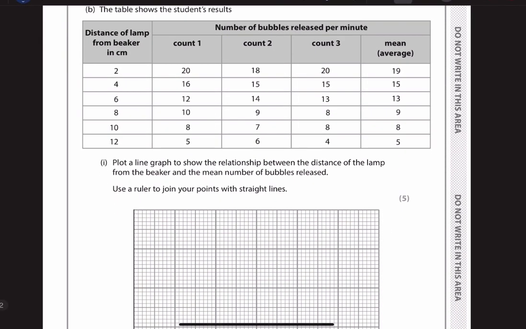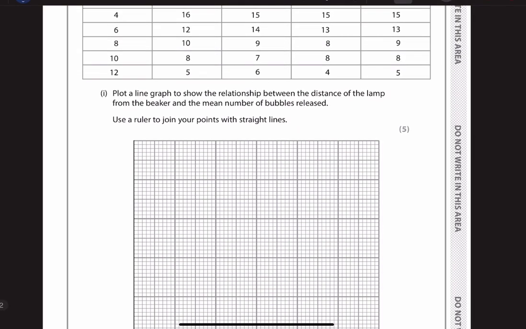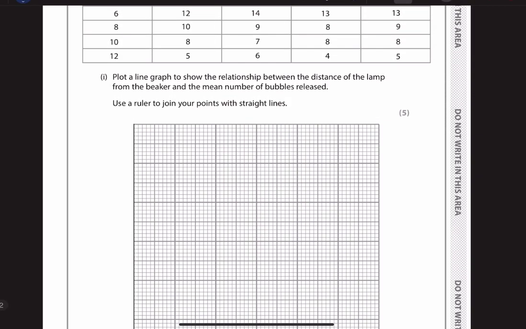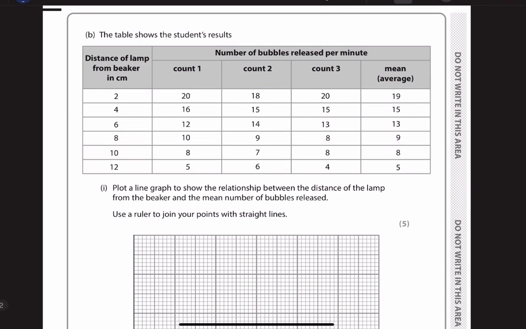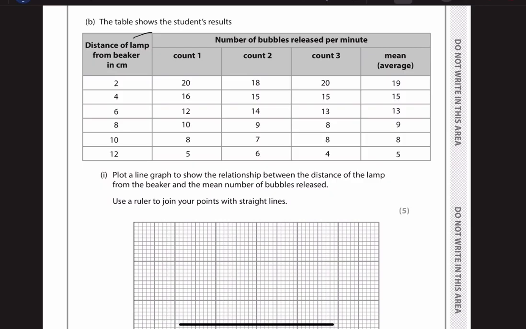The table shows the student's results. Plot a line graph to show the relationship between the distance of the lamp from the beaker and the number of bubbles. Okay, for stuff like a line graph, you guys can do it yourself. You don't need me to show you how to do a line graph. But again, you just want to plot the line graph, right? If you want tips on how to do it, just make sure you use a ruler, right? Make sure you label your axes, right? It gives you good axes labels in the tables, so make sure you include the units as well.